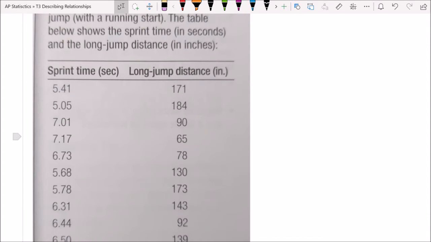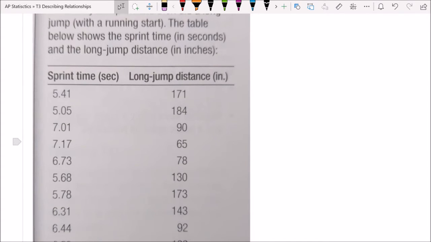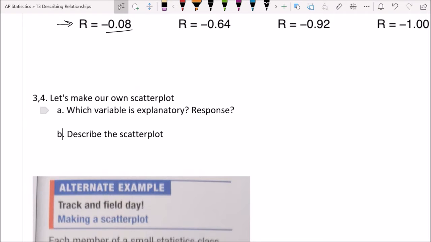Sprint time and long distance. Does sprint time determine your long distance jump? Does long distance jump determine your sprint time? It's not really clear on this one, so this one could go either way. So I put the question there so we'd have a chance to think about it. And this one, it doesn't really matter.